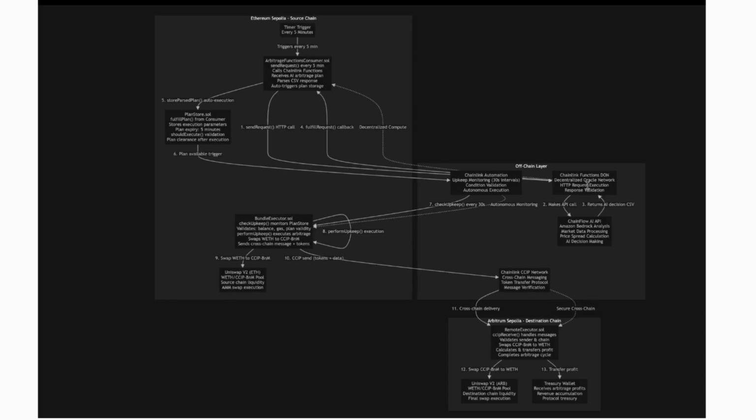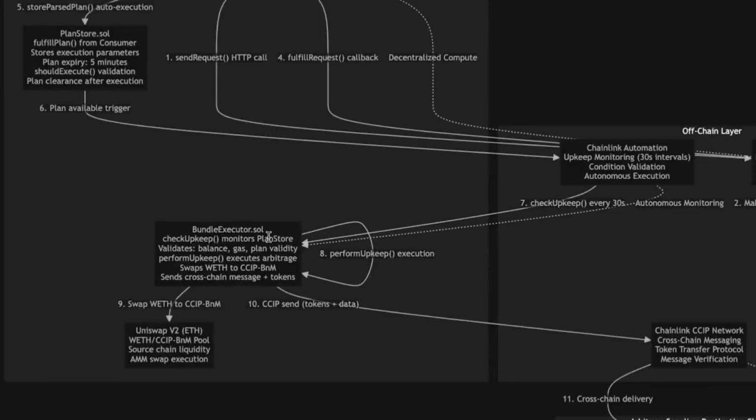should execute the trade. The decision is stored in the arbitrage function consumer.sol, which in parallel stores the decision to the plan stored.sol contract. So the plan stored.sol contract is used here to store all the plans, and every plan expires in 5 minutes. Next, the bundle executor.sol contract, which is also automated by Chainlink automation.